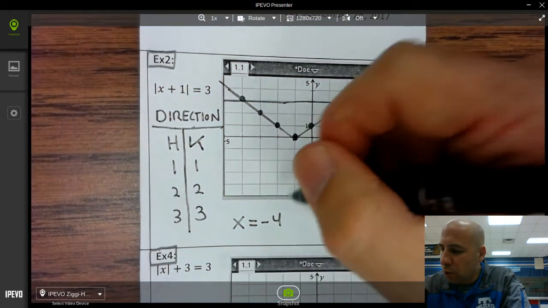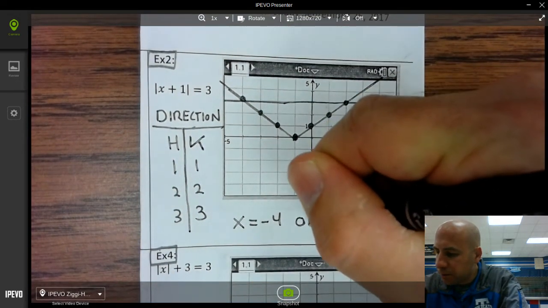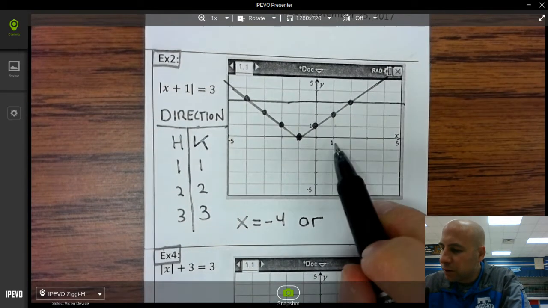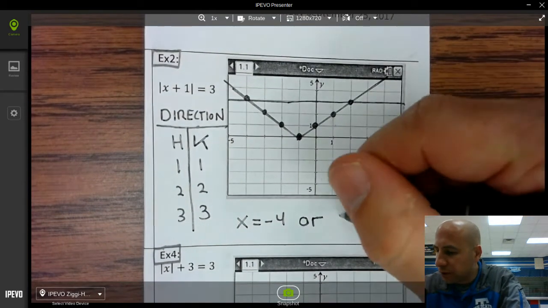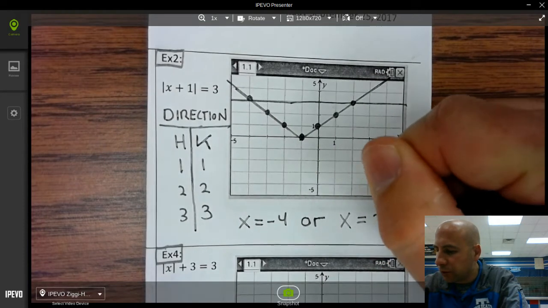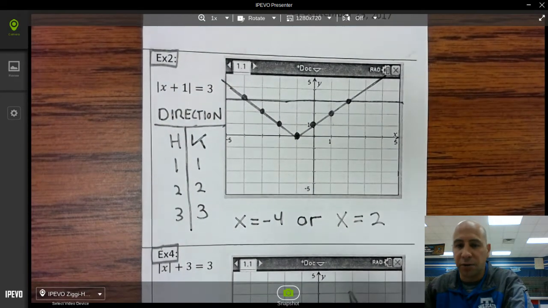Or x is 1, 2, because that's from the intersection. So x equals negative 4 and x equals 2. You're only looking for the x value of the intersection. Okay.